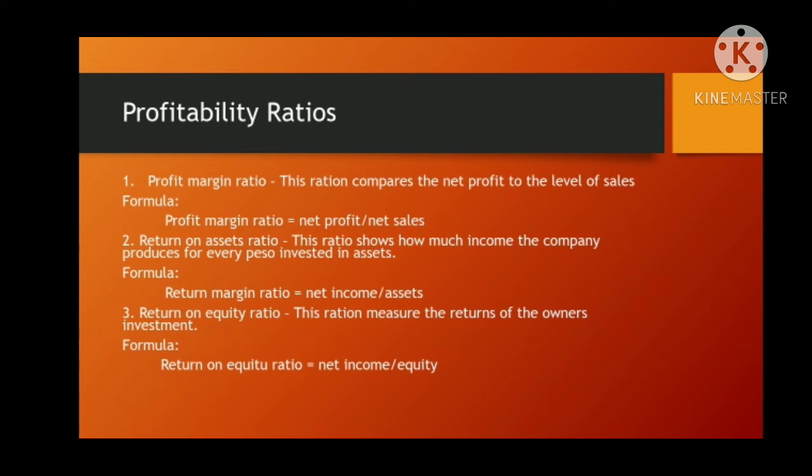Second is the return on assets ratio. This ratio shows how much income the company produces for every peso invested in assets. The formula used for this is return on assets ratio equals net income over assets. And the last is return on equity ratio. This ratio measures the returns of the owner's investment. The formula for this is return on equity ratio equals net income over equity.